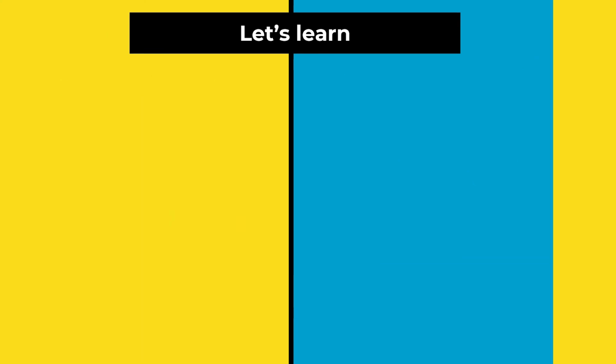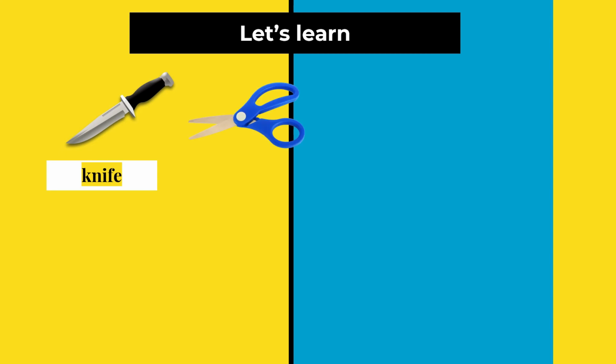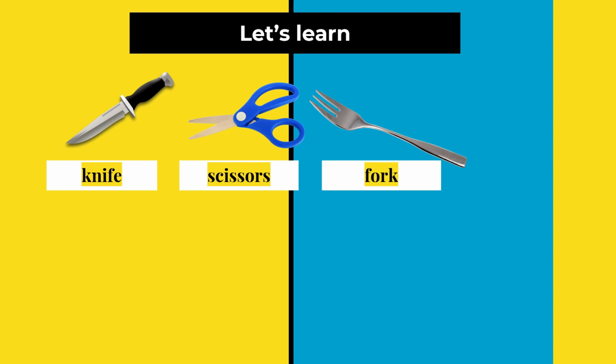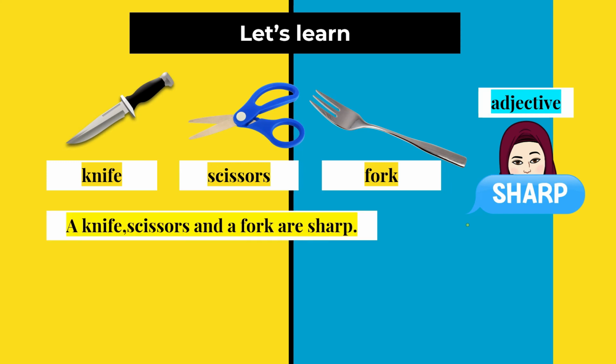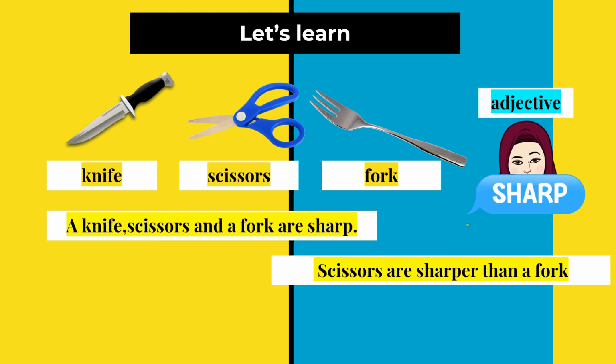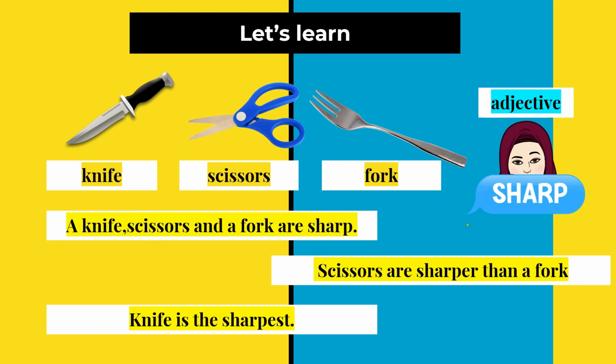Let's learn the next one. What's this? A knife. Yes. What's this? A pair of scissors. A fork. What is the word for the adjective? Sharp. Sharp is the adjective. A knife, scissors, and a fork are sharp. Scissors are sharper than a fork. Knife is the sharpest.